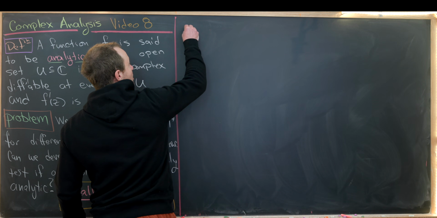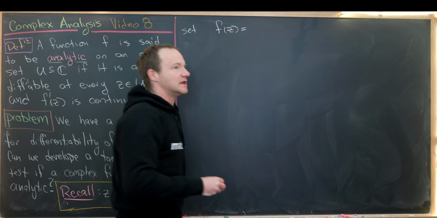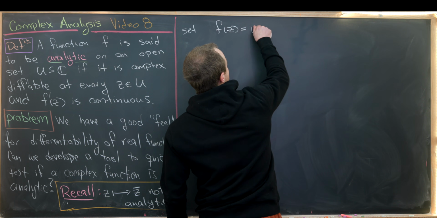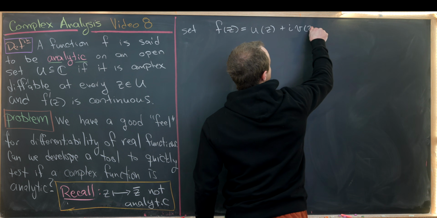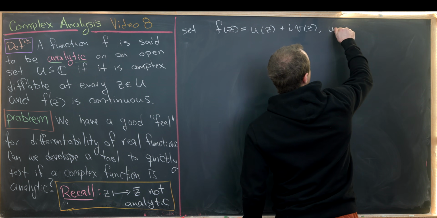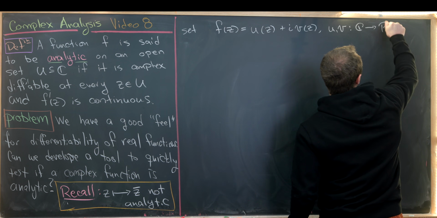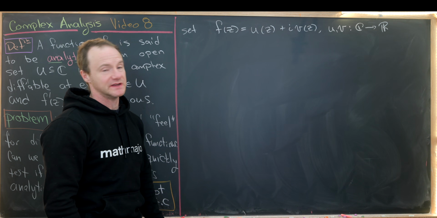We're going to start by writing a function f of z in terms of its real and imaginary parts. I'll write this as u of z plus i times v of z, where u and v go from complex numbers to real numbers. So their input is a complex number and their output is a real number.